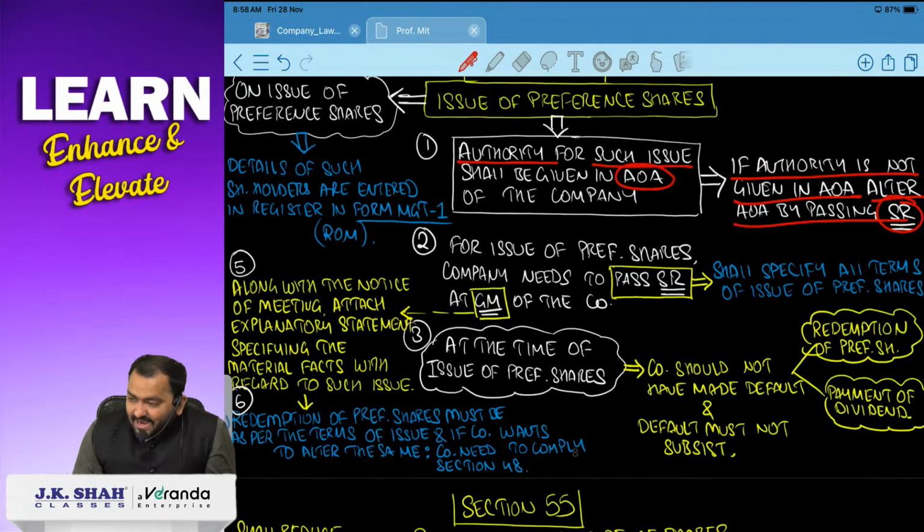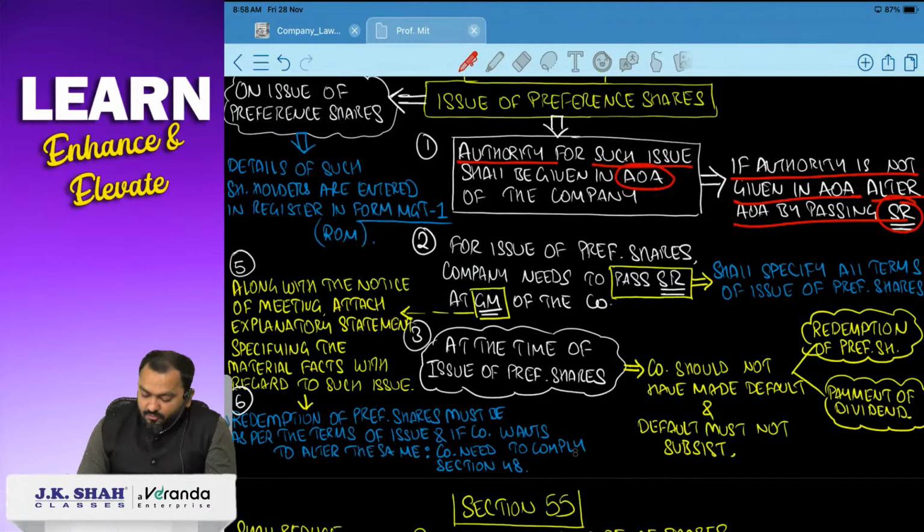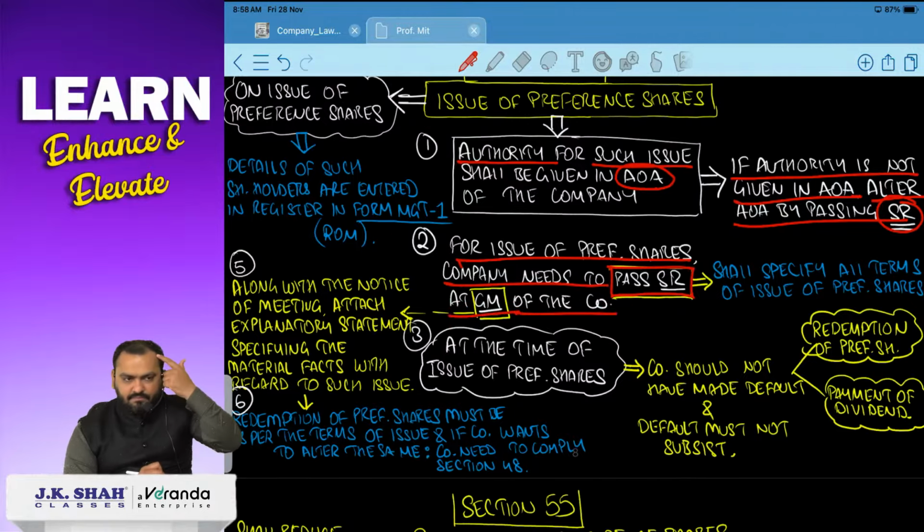So this was passing SR for alteration of AOA. But what if our company's AOA already gives power to issue preference shares? Then what to do? Can we go for issue of preference shares? Yes, but for that you need to pass special resolution. For issue of preference shares, company needs to pass special resolution at general meeting of the company.